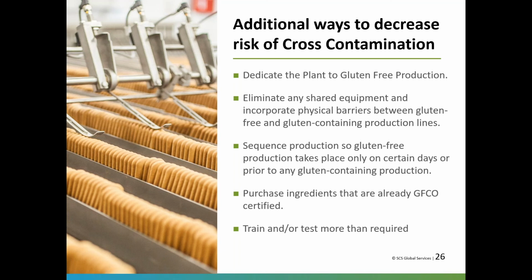Another option is purchasing ingredients from suppliers that are already GFCO certified. That means they're already doing ingredient testing on those, and it's basically a sure thing that those aren't going to be a source of contamination. And of course, you can always do further training and more testing than what's required by the standard. We encourage frequent training, educating employees on these sources of contamination, the risks of gluten, things like that.